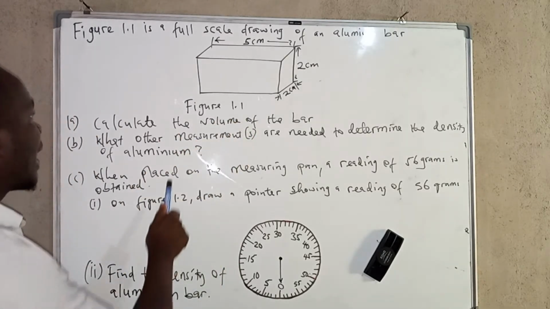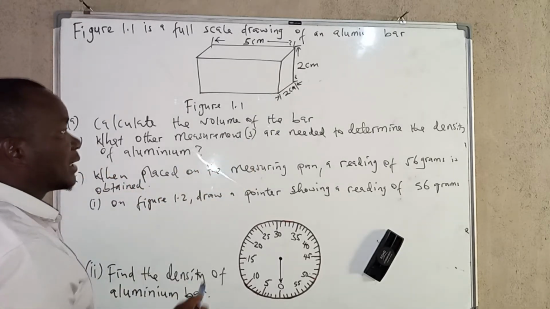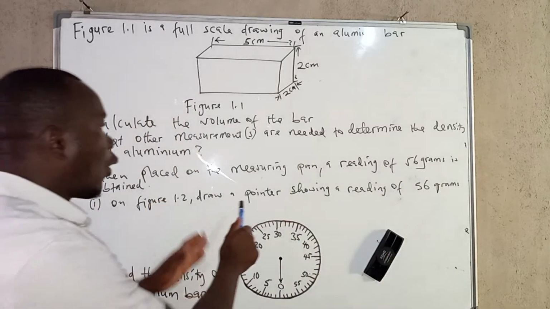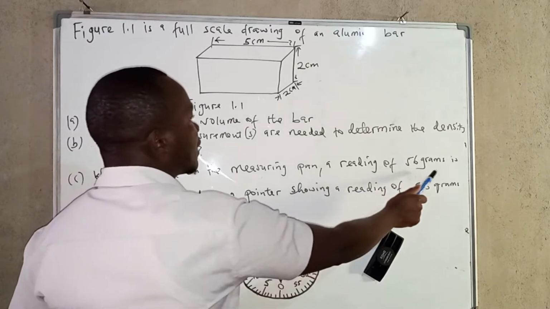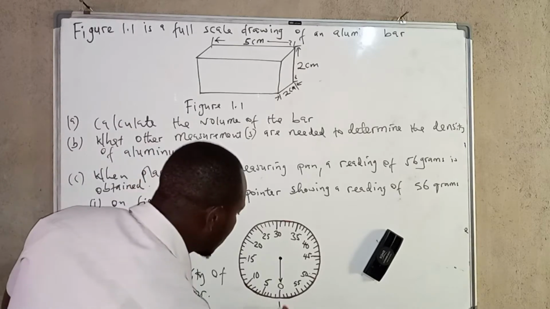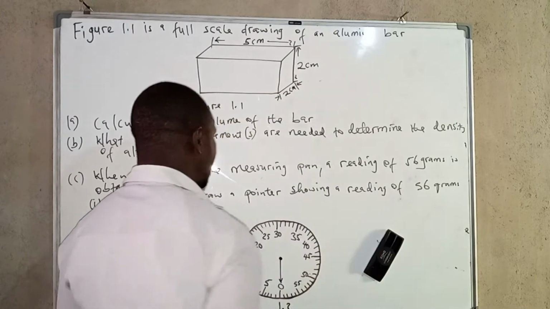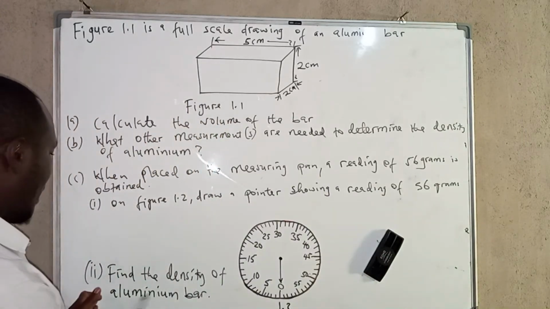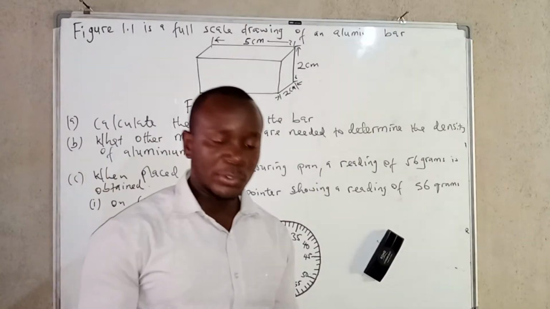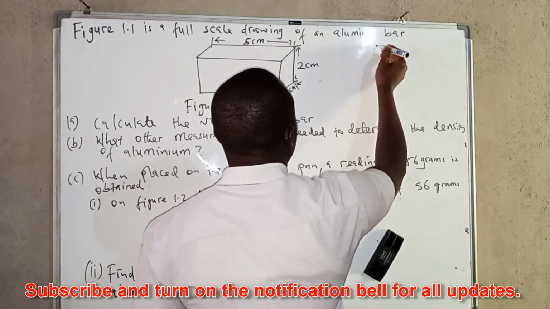The first question says, calculate the volume of the bar. Then B, what other measurements are needed to determine the density of aluminium? C, when placed on a measuring pan, a reading of 56 grams is obtained. On figure 1.2, so this is figure 1.2, draw a pointer showing a reading of 56 grams. Then find the density of the aluminium bar. So this is the question that we are going to consider. Now, without wasting time, let us see the solutions.